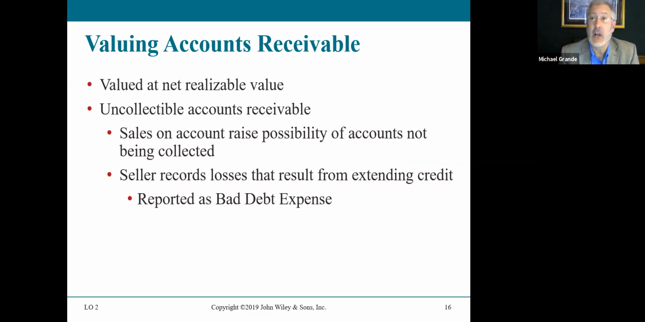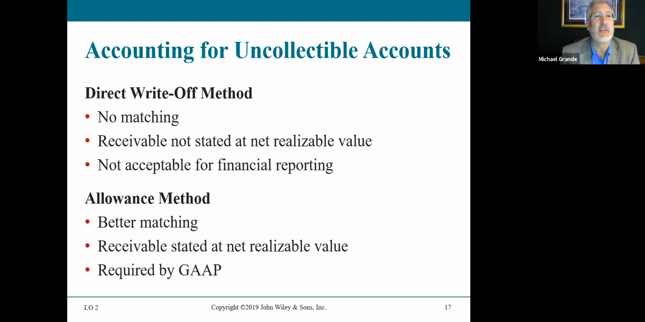Sometimes it's uncollectible. Uncollectible accounts receivable. Sales on account raise the possibility of accounts not being collected. The seller records losses that result from extending credit, reported as bad debt expense. A company has to look at their receivables periodically and determine what may not be collectible. There are 2 methods, the direct write-off method and the allowance method.